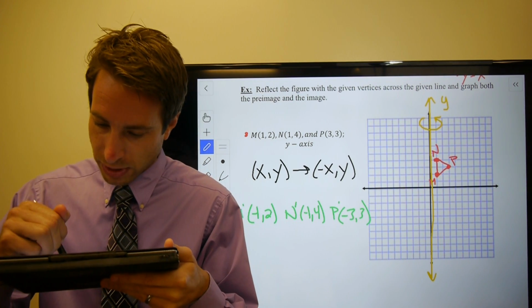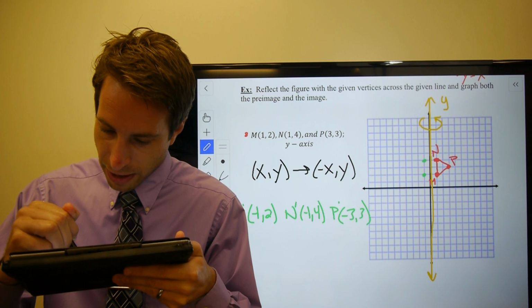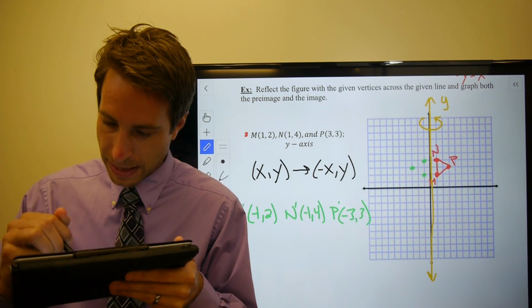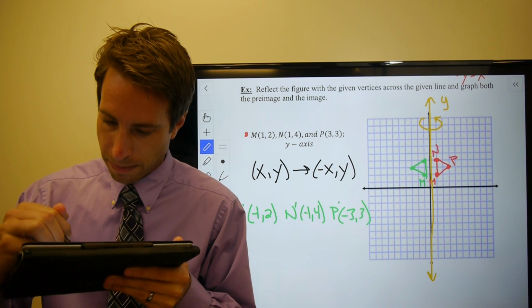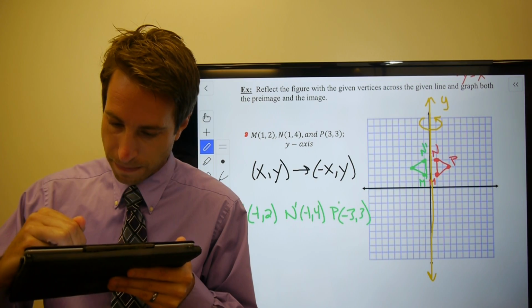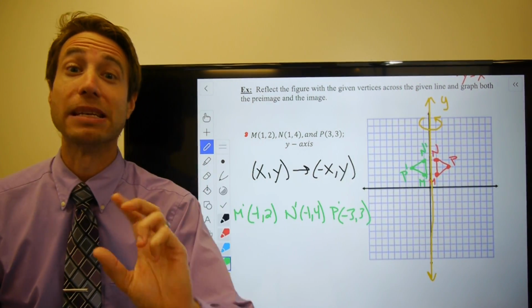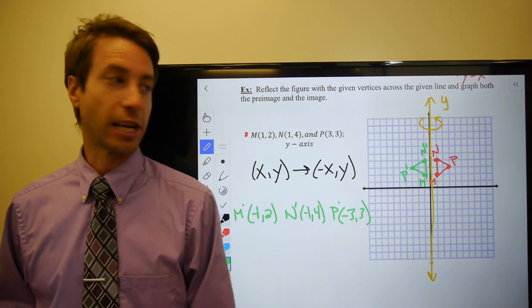Go ahead and plot those guys. Negative 1, 2, there's M prime. There's N prime. Negative 3, 3, P prime. And I have my transformation: M prime, N prime, P prime. And I've done a reflection across the y-axis, mirror images of each other on the opposite sides. Again, like I said, not terribly tricky.